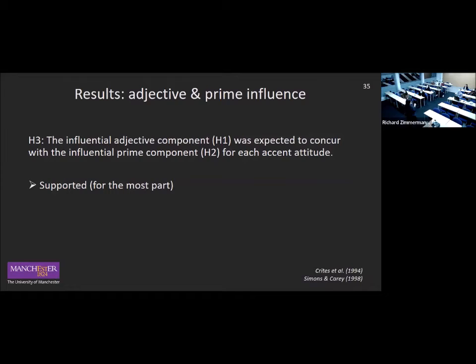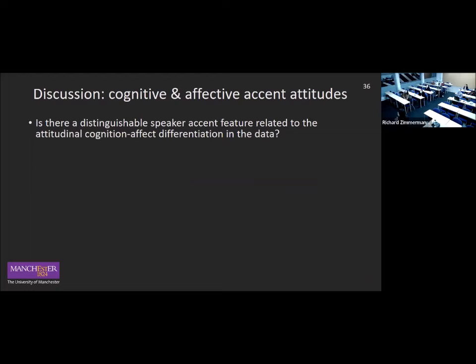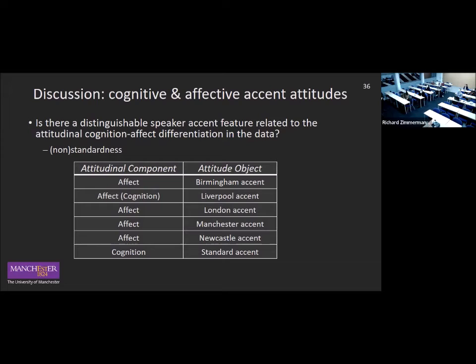There is agreement between the way the adjective components influence the accent attitudes and the way the prime components did as well. So the question for me here was whether there are any distinguishable features across the accents that would account for this kind of differentiation in the data, the cognition and affective differentiation. I'm arguing that there is, but it has to do with standardness. And still I'm recognizing the inconsistency here. You can see that from the Birmingham to the Newcastle accent attitudes, affect is playing the biggest role. Whereas with the standard accent attitudes, those that were deemed standard by the participant, that is, it was cognition that played a role across adjectives and primes, across conditions.